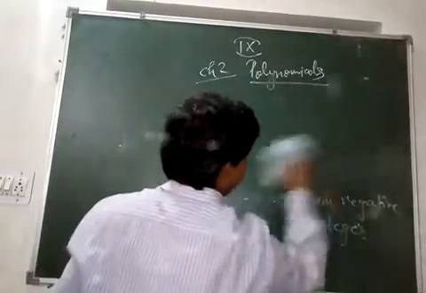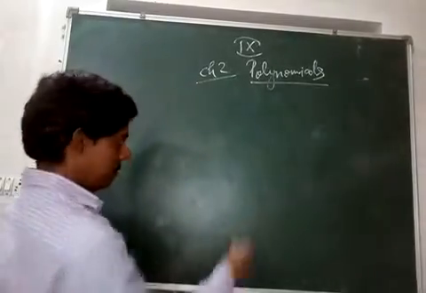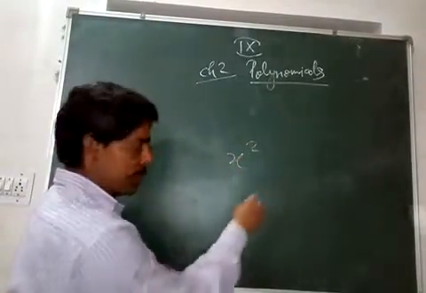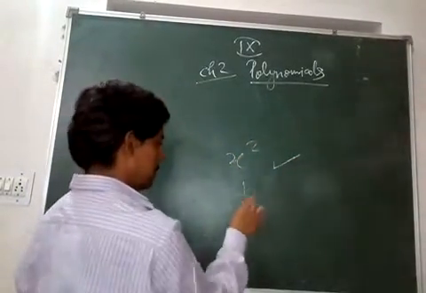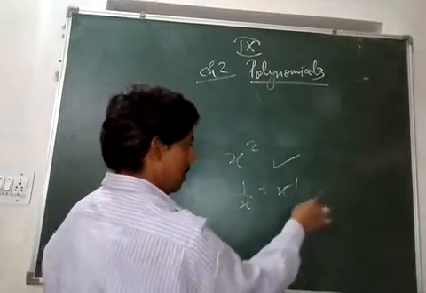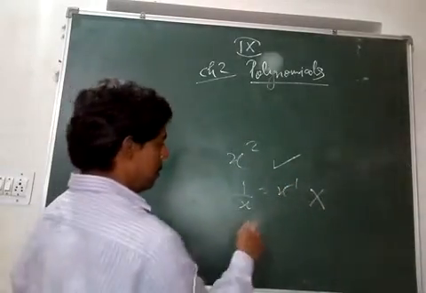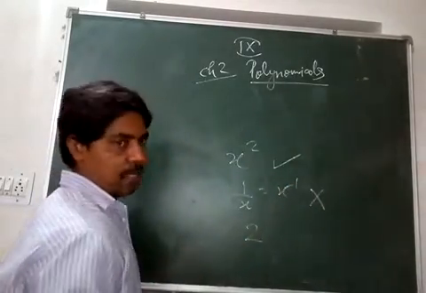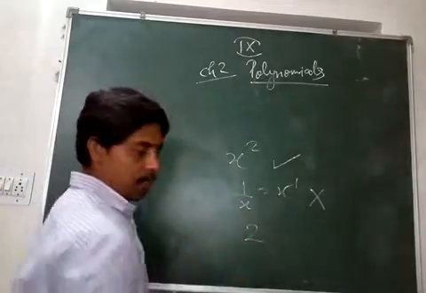So how is it 0 or positive? Let us check. x square. What is the exponent? 2. So it is a polynomial. 1 upon x, written as x to the power minus 1, is not a polynomial. 2. 2 is a constant. It's called a constant polynomial.